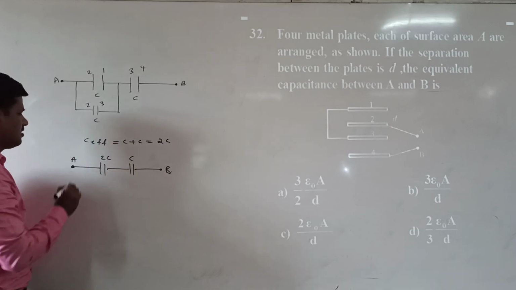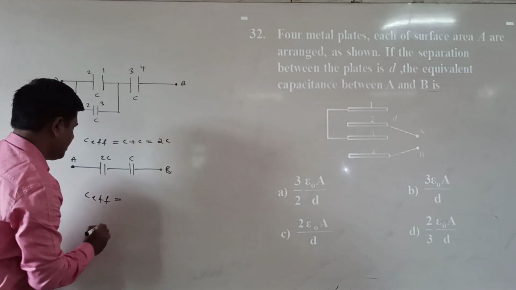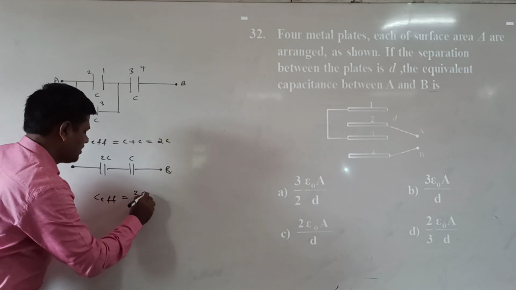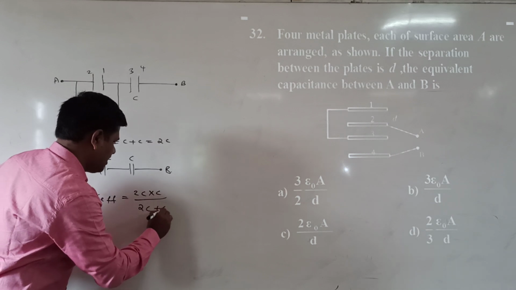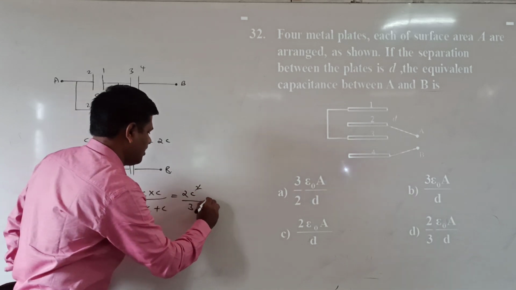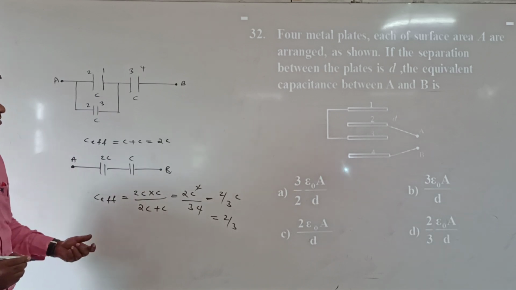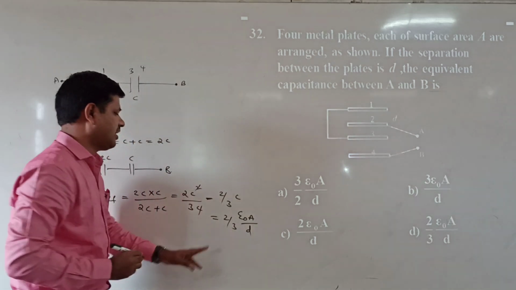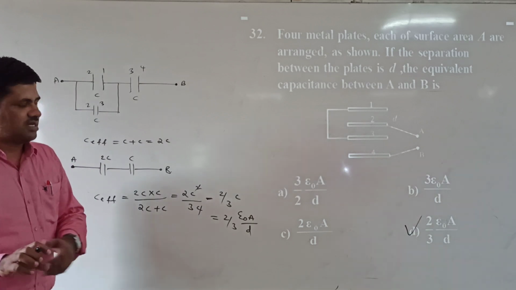Series combination means now we find the C effective capacitance. C effective is equal to C1 C2 by C1 plus C2. 2C into C by 2C plus C is equal to 2C square by 3C. Now C cancels, so 2 by 3 into C. Now C is the capacitance of the parallel plate capacitor. We know that it is epsilon naught A by d. So we are getting 2 by 3 epsilon naught A by d. Which option is correct here? D option is correct.